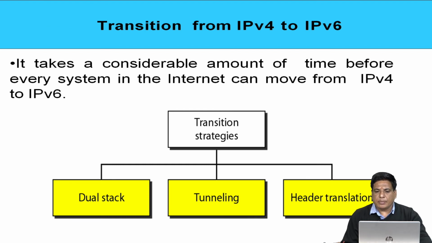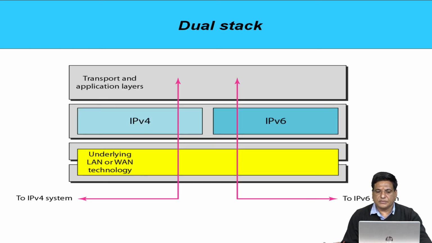Transition from IPv4 to IPv6. It takes a considerable amount of time before every system on the internet can be moved from IPv4 to IPv6. So we have 3 types of transition strategies: dual stack, tunneling, and header translation. In the dual stack, our TCP protocol will provide both IPv4 addressing as well as IPv6 addressing.